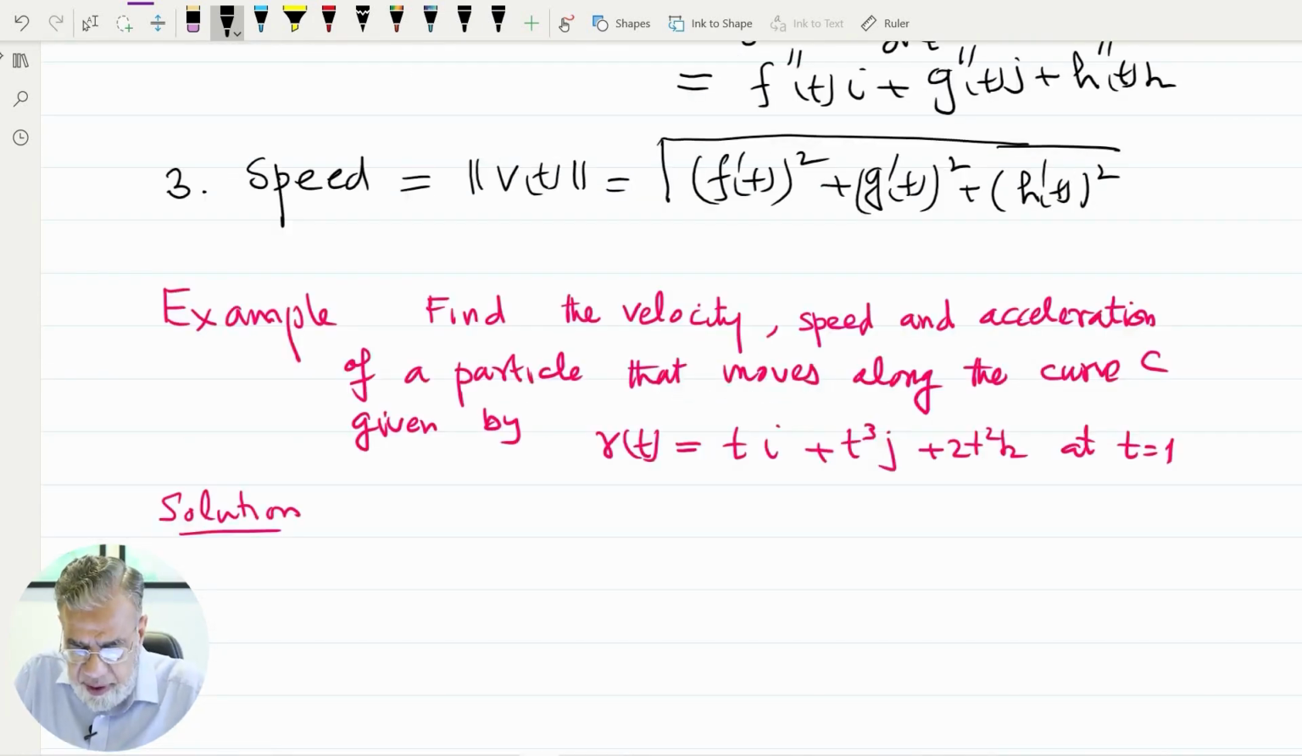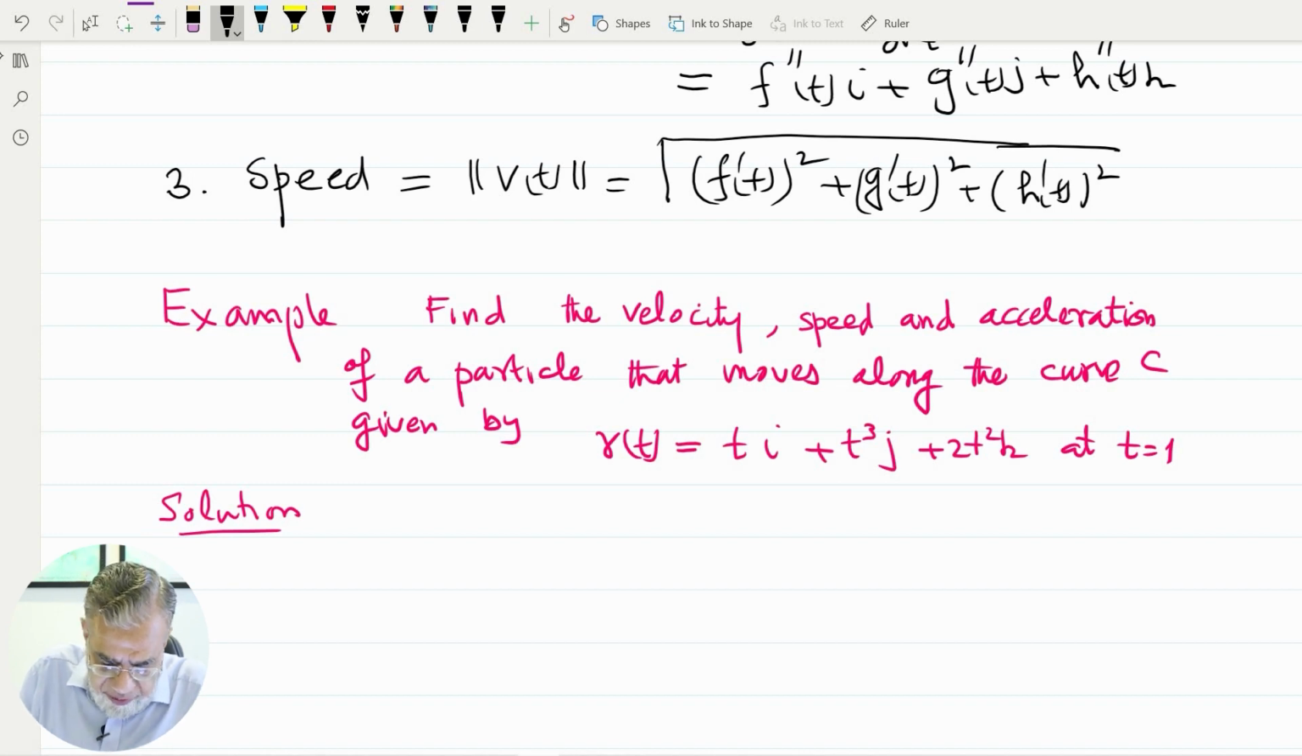In this example, we want to find the velocity, speed and acceleration of a particle that moves along the curve C given by r of t equal to t i plus t cubed j plus 2t squared k at the time t equal to 1. So we want to find the velocity, acceleration and speed.